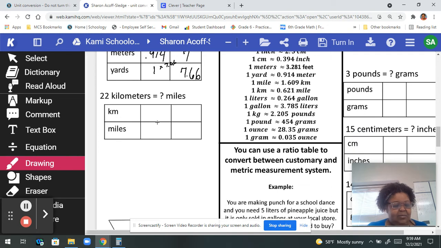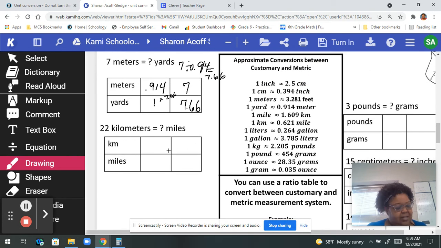Now let's look at this one, it's a little bit easier. 22 kilometers equal how many miles? So 1 kilometer is 621 thousandths of a mile. We just did that one. We got that from right there. Okay. So I want to know how many miles is 22 kilometers.